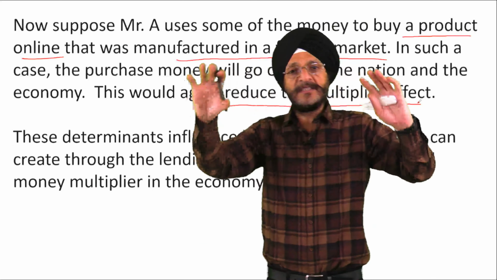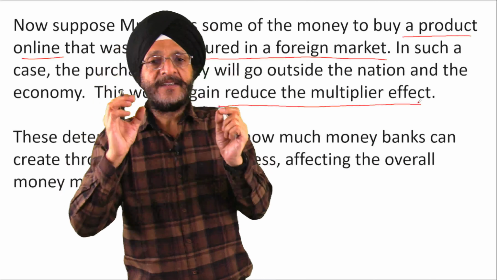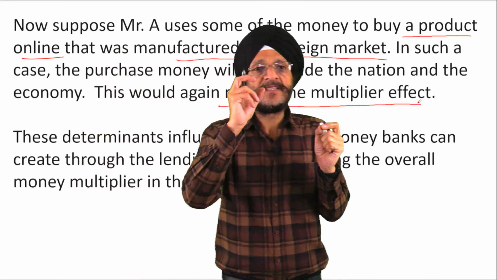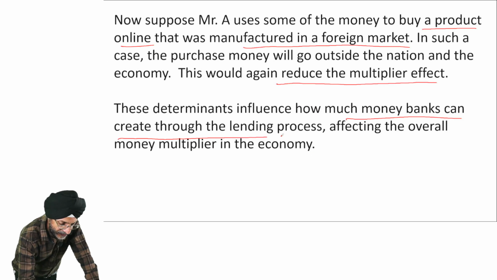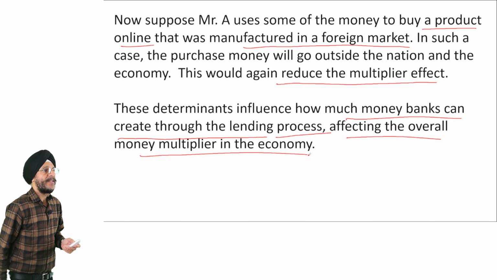Now we have discussed many factors which influence the money multiplier. These determinants influence how much money banks can create through the lending process, affecting the overall money multiplier in the economy.